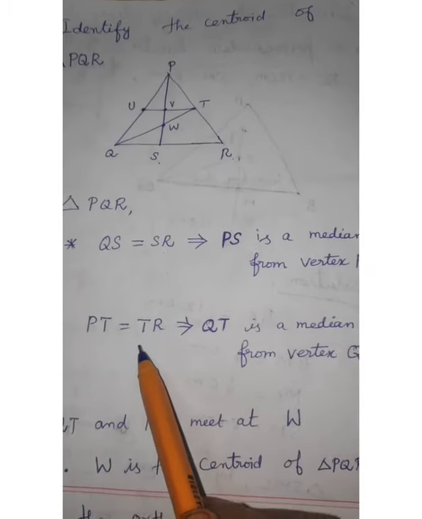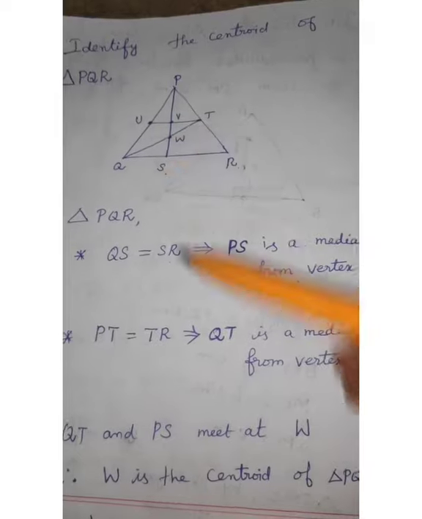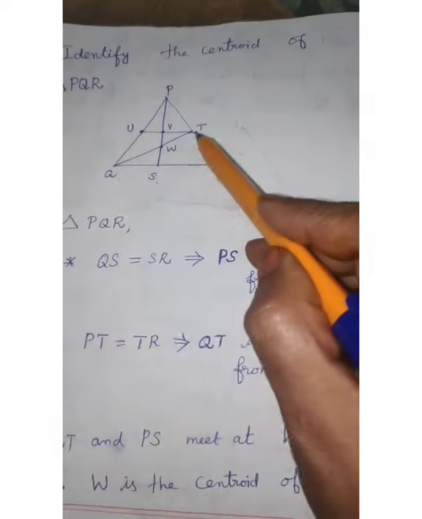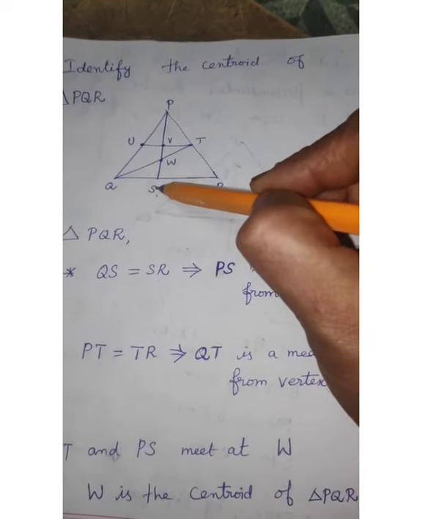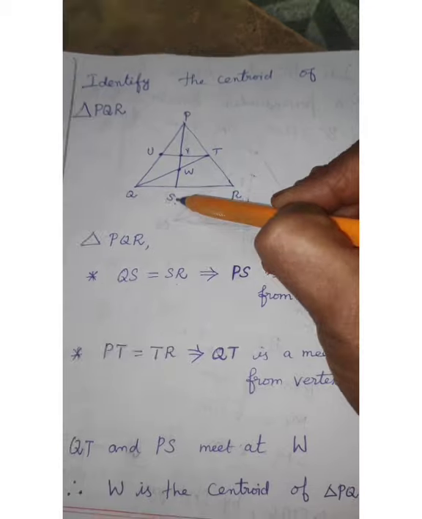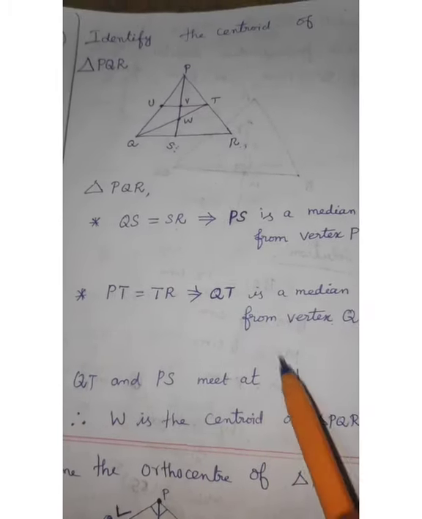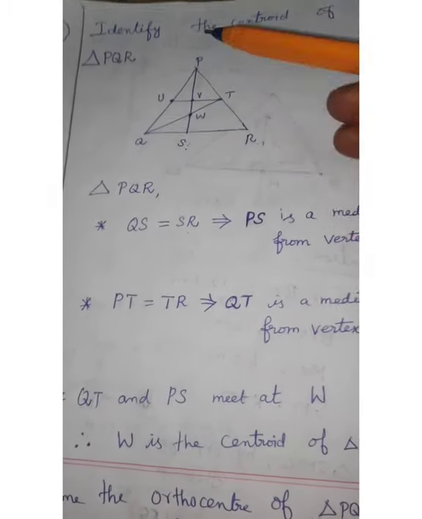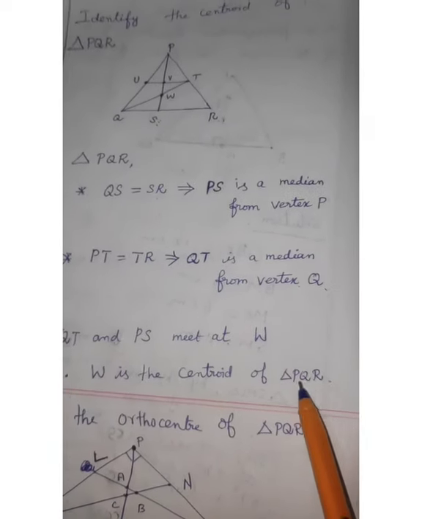Next, PT equals TR. So QT is the median from the vertex Q. This is the Q median drawing, and that one is the P median drawing. So this line is called the median. QT and PS meet at W. The meeting point of these two lines is W. Now W is the centroid of triangle PQR.